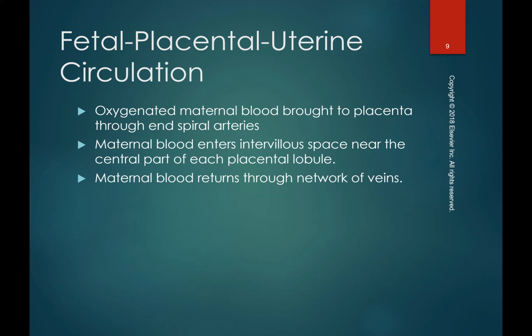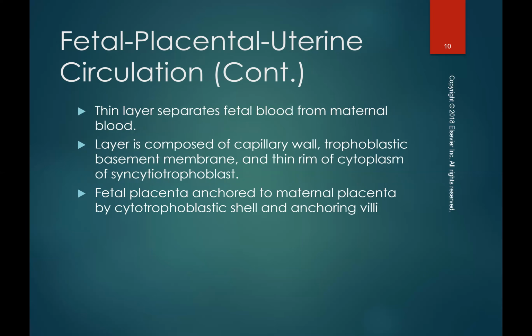The oxygenated maternal blood is brought to the placenta through the endometrial spiral arteries. So the baby doesn't actually breathe in utero. It practices breathing, but it gets its oxygen from mom. It does breathe in the fluid, but does not breathe in any oxygen because baby is in a fluid-filled sac. So the mom's blood provides oxygen. The maternal blood enters the intervillous space near the central part of each placental lobule, and the maternal blood returns through the network of veins. So there's a huge connection between the mom, the placenta, and the uterus.